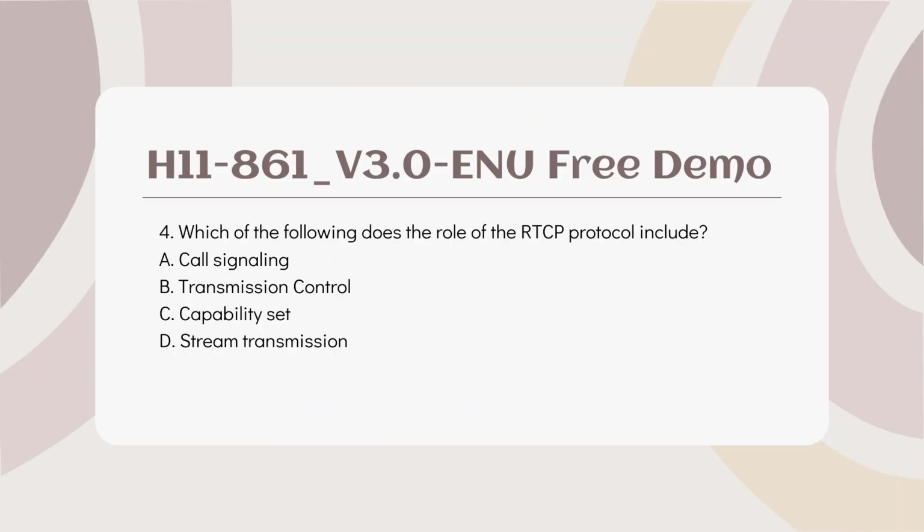4. Which of the following does the role of the RTCP protocol include? A. Call signaling. B. Transmission control. C. Capability set. D. Stream transmission.